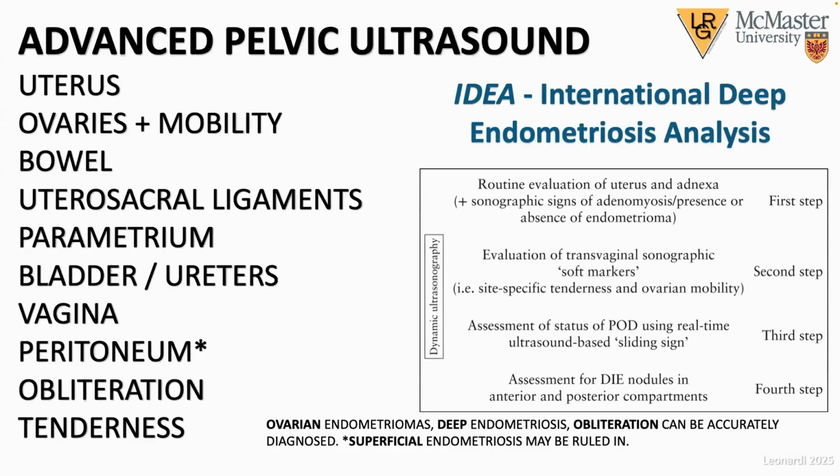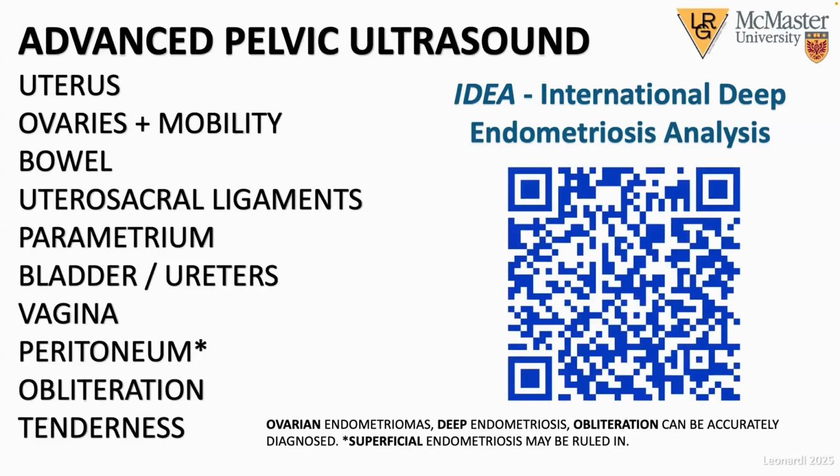Now, I've referenced MUSA, IOTA, and FIGO. Endometriosis is guided by IDEA, the International Deep Endometriosis Analysis Group. And this original paper from 2016, now nearly 10 years old, guides us through a 4-step process. And that's another article that you should have in your toolbox. And there are addendums coming forward from the IDEA group on things such as perimetrial endometriosis, superficial endometriosis. These are things that we can reliably assess.